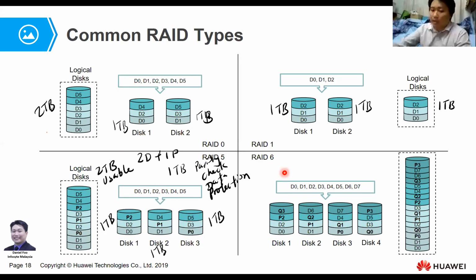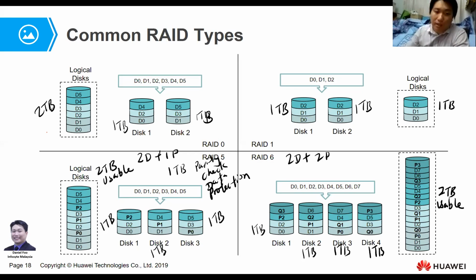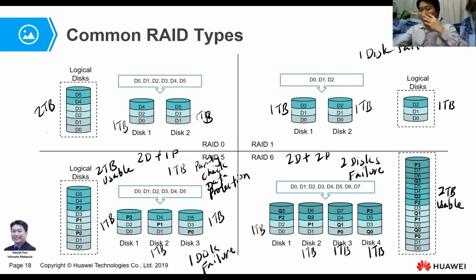Okay, so next will be RAID 6. RAID 6 works quite similarly to RAID 5. So you have 1 TB here, 1 TB again, 1 TB, and another 1 TB. Here it will be a total of 2 TB usable only, because this is a 2 data disks plus 2 parity disks concept. Okay, so it can support up to 2 disk failures. Okay, so this one you can support 1 disk failure, and this one you can support 1 disk failure. Okay, 1 disk failure. So this is the concept.